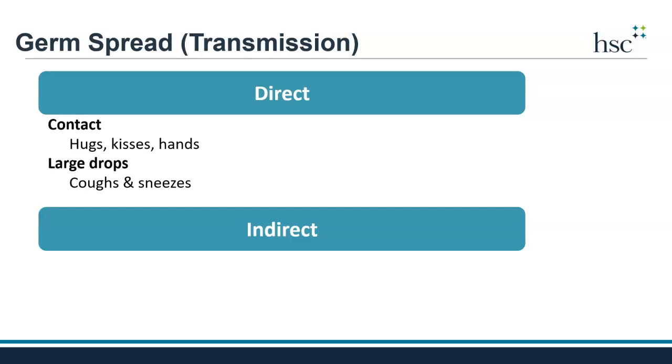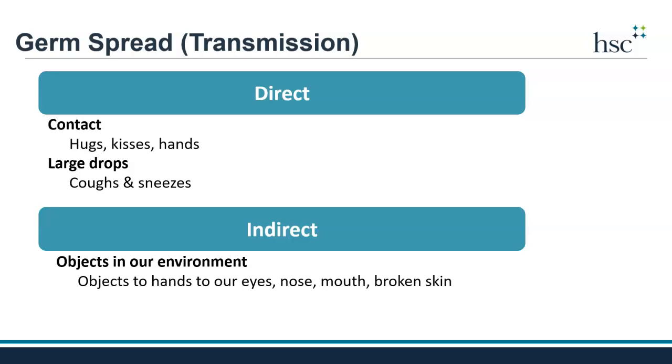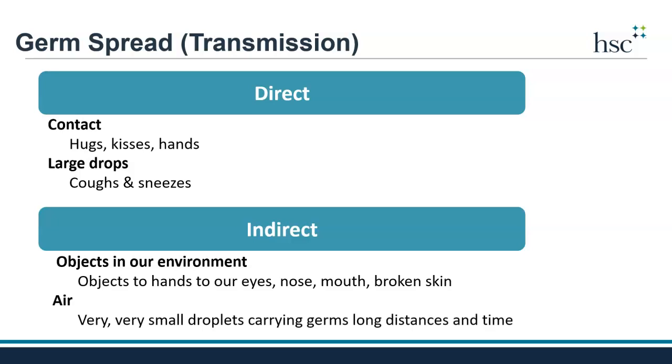Germs spread indirectly when objects and surfaces in our environment get contaminated with germs. We touch those objects or surfaces and then touch our eyes, nose, mouth, or other areas where germs can get into our bodies, like broken skin, such as a cut or wound. Some germs also spread indirectly in the air through very, very small droplets that can come from people when they talk, sneeze, or cough, or even spread through using certain medical devices like ventilators. Of course, when germs spread to us, we can get an infection and get sick.